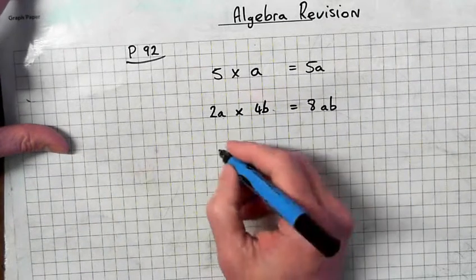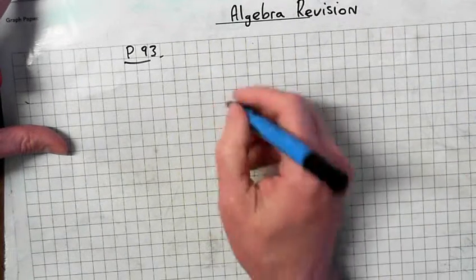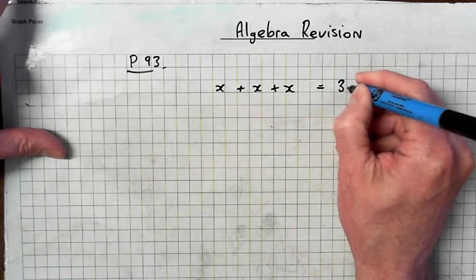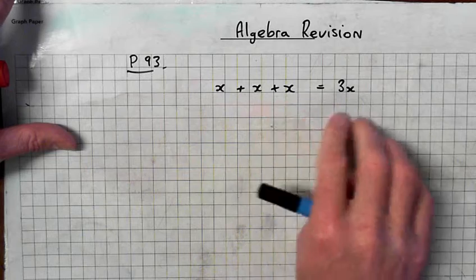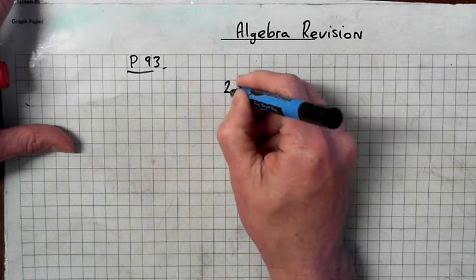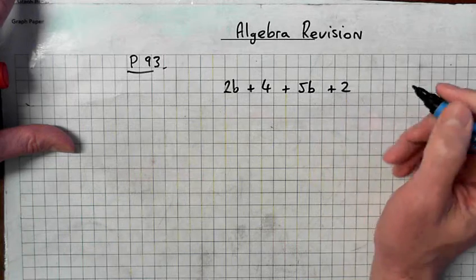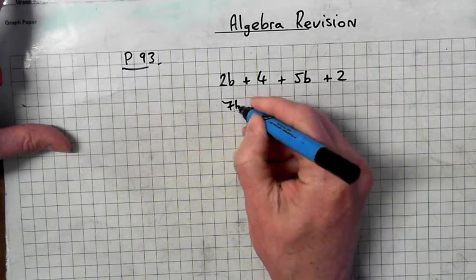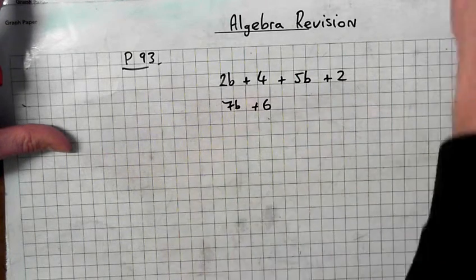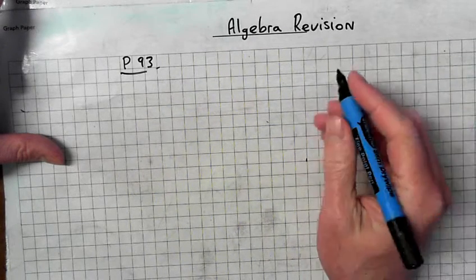Now we're on to question 3 on the next page, page 93. X plus X plus X is? 3x. So if there were 3 apples, we have 3 apples. 2B plus 4 plus 5B plus 2. How many B's do we have? 7B. Numbers? Plus 6. Or I can write that 6 first plus 7B, can't I? Yeah, either order.